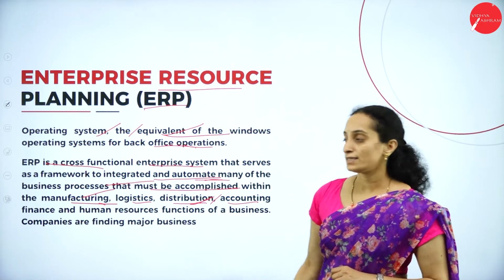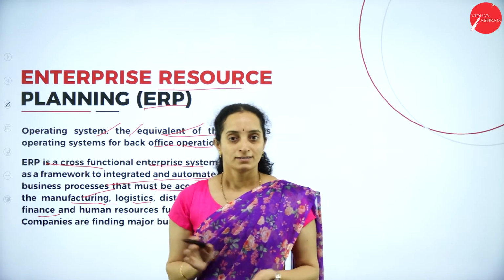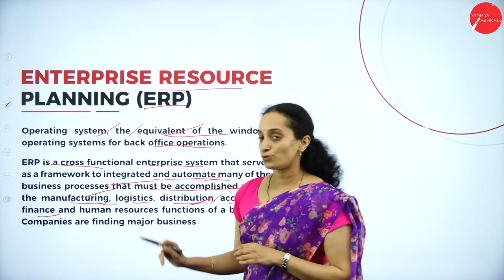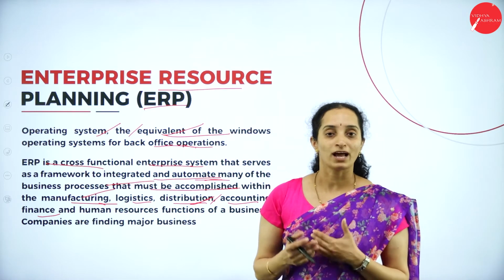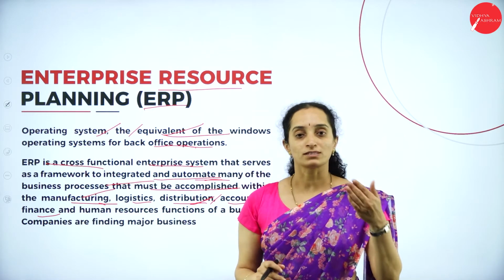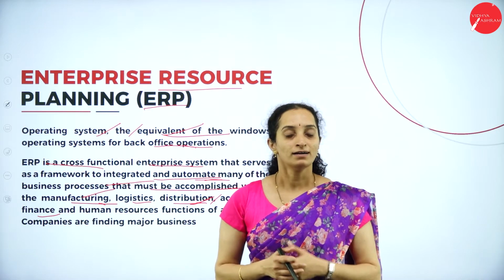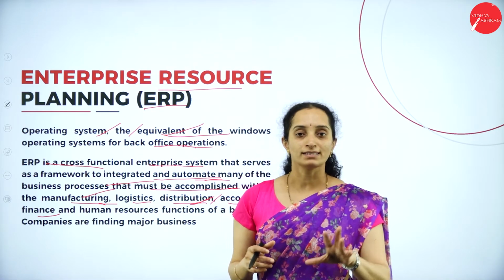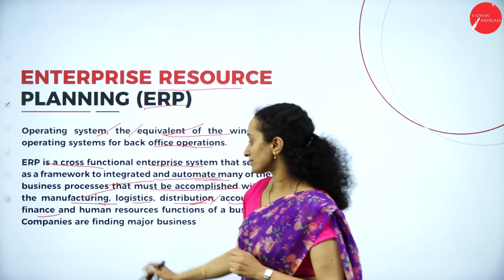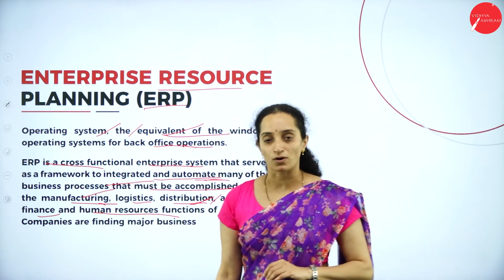Then accounting and finance. Once it is distributed to the suppliers, the next step is to do the calculations. How many have been manufactured, how many have been sold, what was the amount that has come in, how much remains with the distributors. All these things will be done by the accounting and finance task. And human resource functions. This is all about the product.